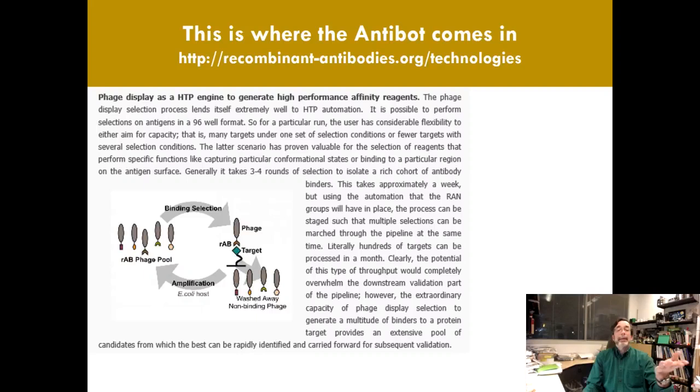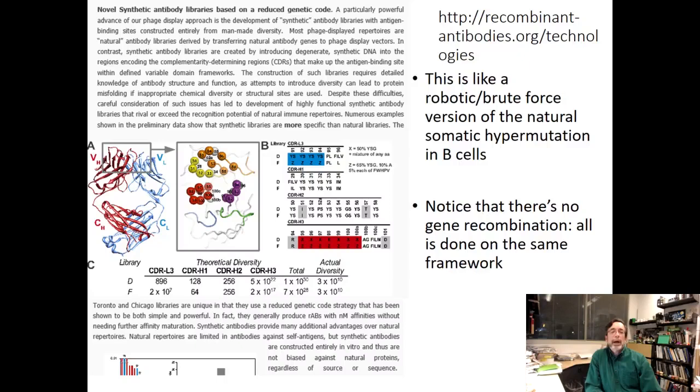You can look at this, and the one thing I want you to see right here is it's possible to perform selections on antigens in a 96-well format. If you look carefully at the antibot video, you will see 96-well plates being moved around by it. This is what the antibot is doing. So the only question is, where are they varying the antibody? Because you can't vary every residue, not to mention you don't need to. You just vary the residues on the variable loops where they contact antigen.